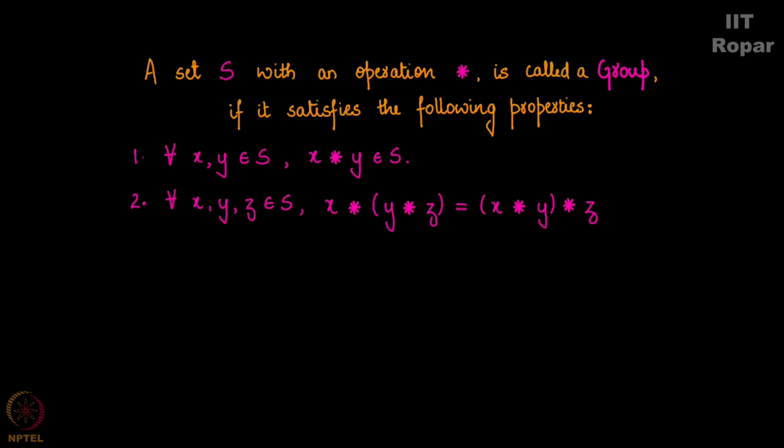Third property is there exists an element E in S such that for every element x in S, x star E is the same as x. We also actually write E star x is also x. X star E and E star x is also x. Okay, this may not be true. When you multiply A with B, it may not always be equal to multiplying B with A.